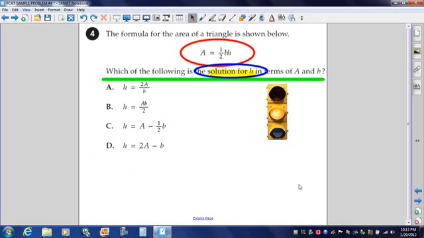Also remember, on the FCAT, yellow light, slow down, underline, circle, box important information. Please circle the formula A equals 1/2 BH. Please underline the question, which of the following is the solution for H in terms of A and B? Last, please circle or put a box around solution for H.